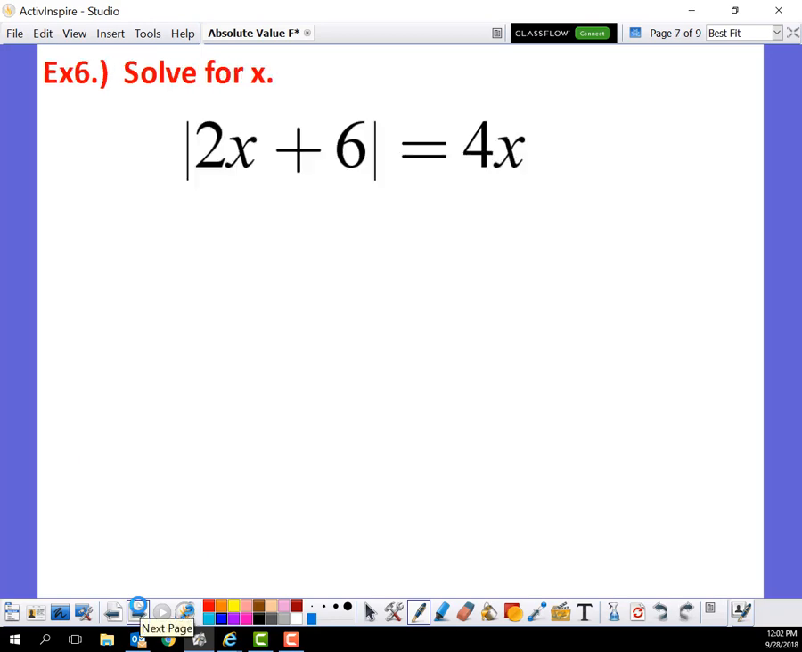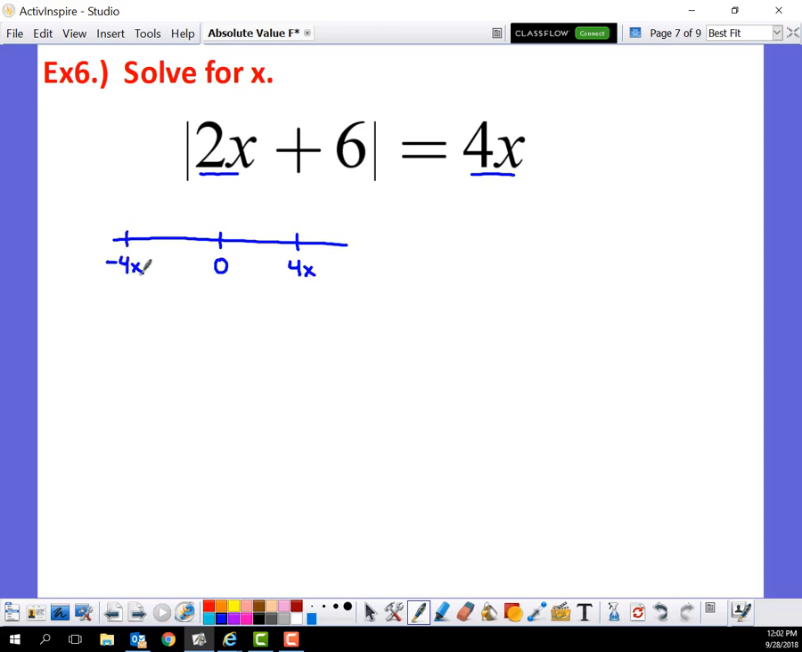All right. The next thing that could be a little bit different is to solve for x where you have the absolute value of 2x plus 6 equals 4x. So you've got an x inside the absolute value, and you have an x outside the absolute value. Much of the setup here is going to be the same. The only thing that really gets different is that when you check your answers at the end, you're going to have to be really careful.